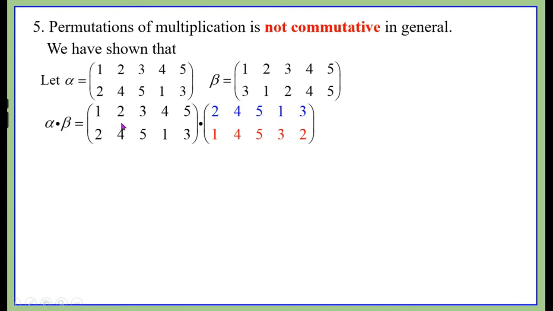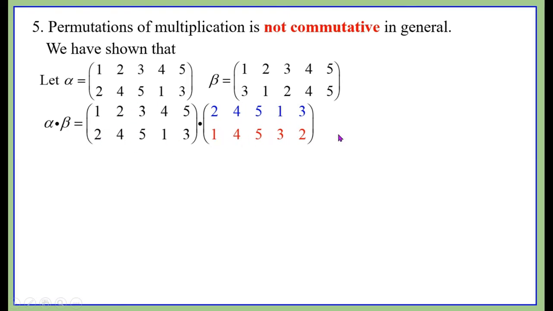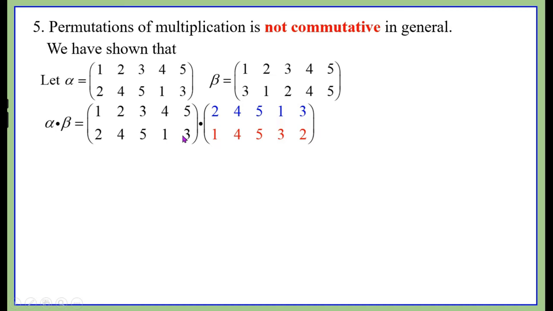Alpha into beta: this is alpha, with the columns of beta rearranged so that the first line of beta is the same as the second line of alpha. Therefore, we can cancel the second line of alpha and the first line of beta, and hence we get the product alpha into beta equal to the permutation 1, 2, 3, 4, 5. Their corresponding images are 1, 4, 5, 3, 2.